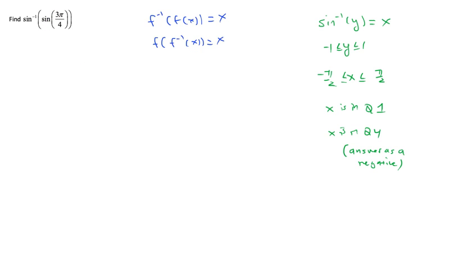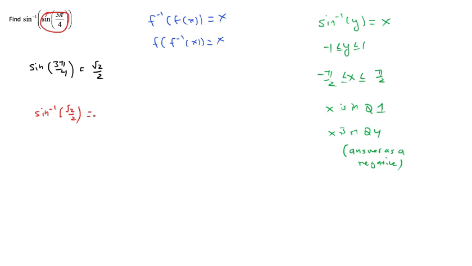We want to do the inner function first. What is the inner function? It's the sine of 3 pi over 4. We know this one just using a unit circle. I know that the sine of 3 pi over 4 is radical 2 over 2. So that's basically what this question is asking. So what is the sine inverse of rad 2 over 2?